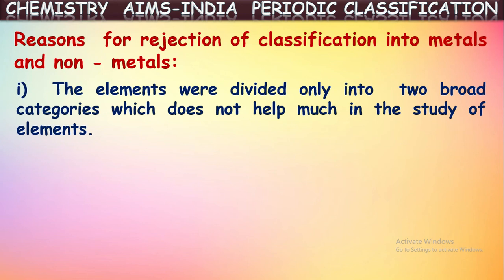One, the elements were divided only into two groups, which does not help much in the study of the elements. For example, all the metals are kept in the same group. Only two groups are there. One is metals, the other one is non-metals. So all the metals are classified into the same group. But among the metals again, there are different kinds of metals. Some are highly reactive metals, whereas some are least reactive metals. But all these metals are classified into the same batch, that is the metals group. So that is somewhat inconvenient to recognize the properties of the elements.